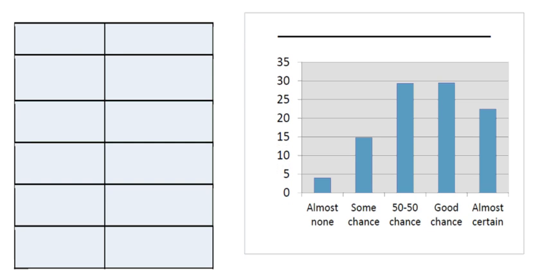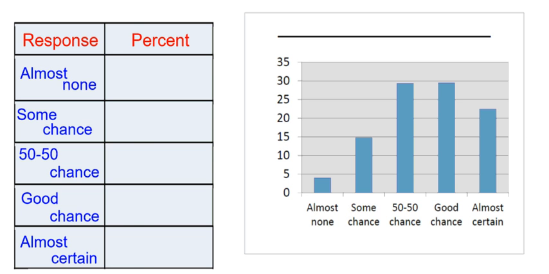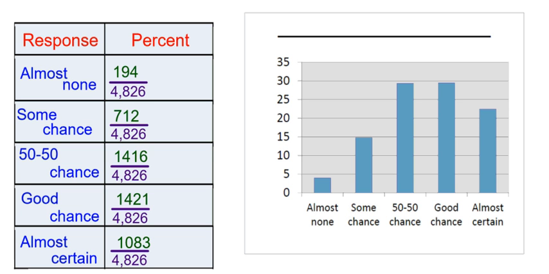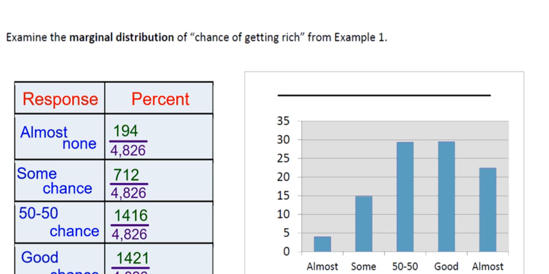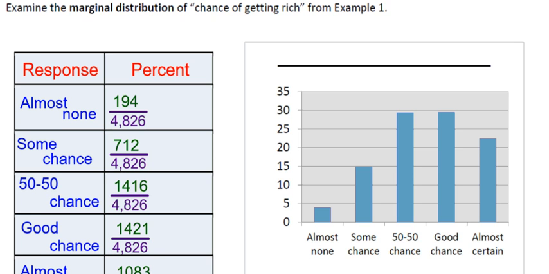For example 1, we're going to calculate the marginal distribution for the responses. So I'm going to label a new little table here with responses and the percentages. Here are all the different responses, and here are all of the totals that I'm going to be dividing by. The total was 4,826, and then the number of responses that I'm looking at here is there's 194 people, male and female combined, that said almost none, because it's asking to examine the marginal distribution of the chance of getting rich. So all I care about is the chance of getting rich. I'm not caring about whether it's male or female.